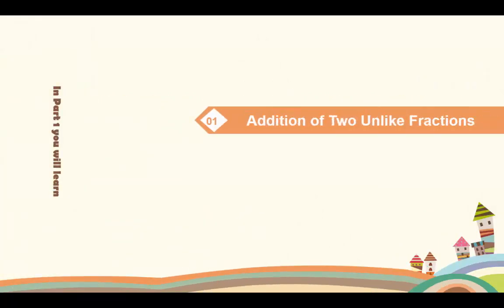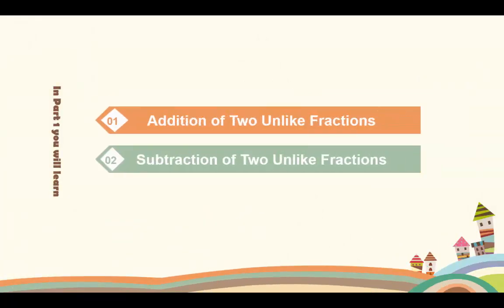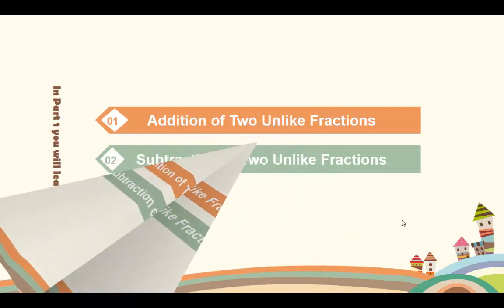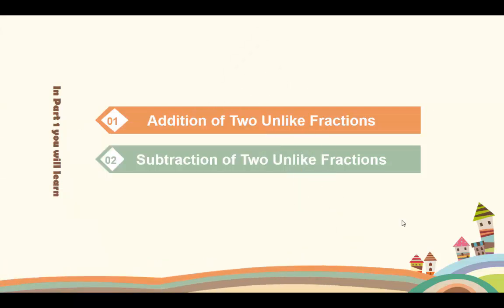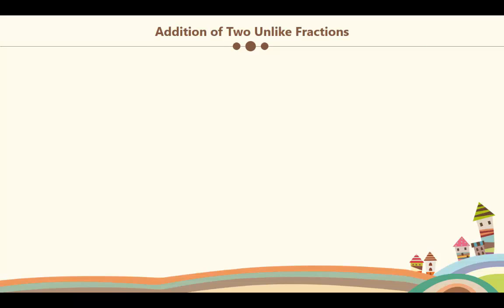In part 1 of this chapter, you will learn addition of two unlike fractions and subtraction of two unlike fractions. Before explaining addition of unlike fractions, I want to review adding and subtracting like fractions. For example, here I write 2/5 plus 1/5. What is the result of this addition?